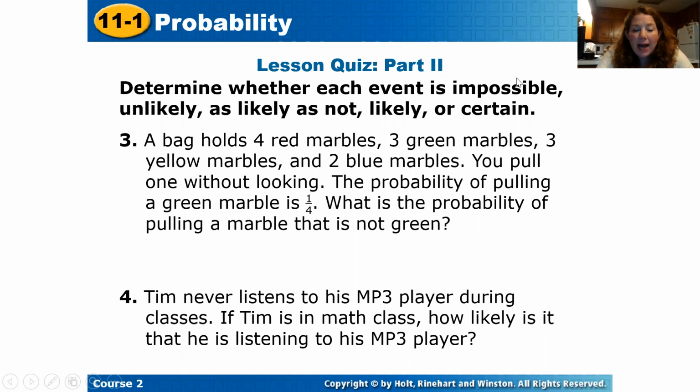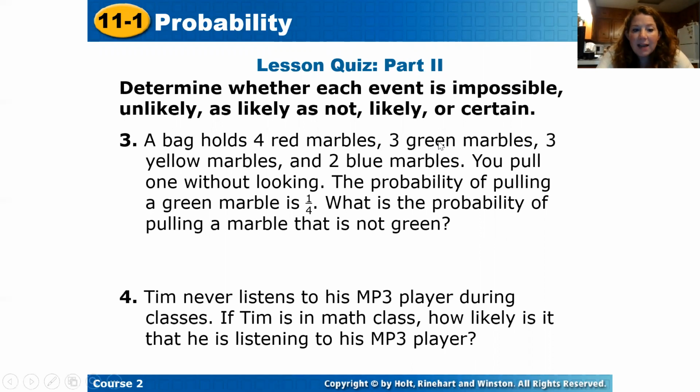So if you have a bag that holds 4 red marbles, 3 green marbles, 3 yellow marbles, and 2 blue marbles, and you pull one without looking, the probability of pulling a green marble is 1 out of 4, because we would have 12 marbles in the bag. So 3 out of 12 would simplify to 1/4.